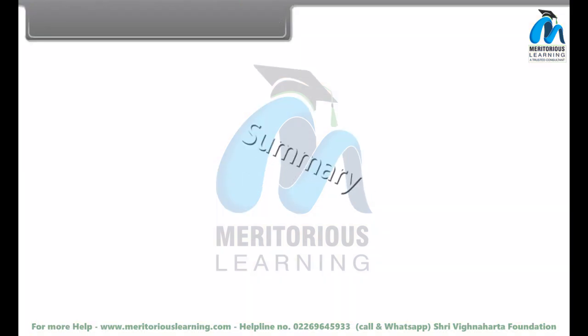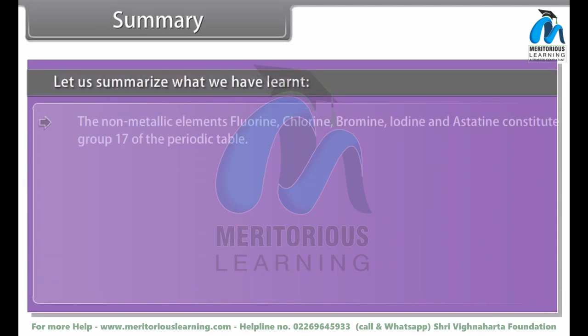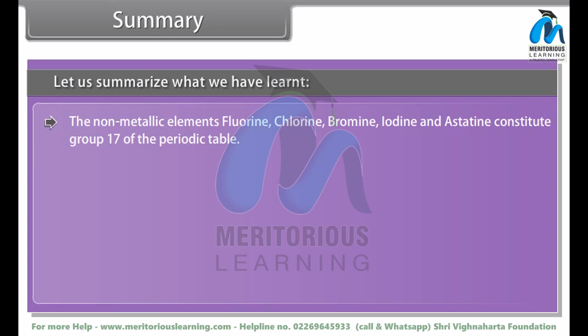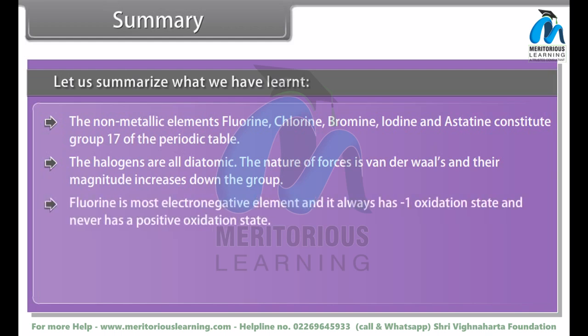Summary. Let us summarize what we have learnt. The non-metallic elements fluorine, chlorine, bromine, iodine and astatine constitute group 17 of the periodic table. The halogens are all diatomic. The van der Waals forces and their magnitude increase down the group. Fluorine is the most electronegative element and it always has a -1 oxidation state and never has a positive oxidation state.